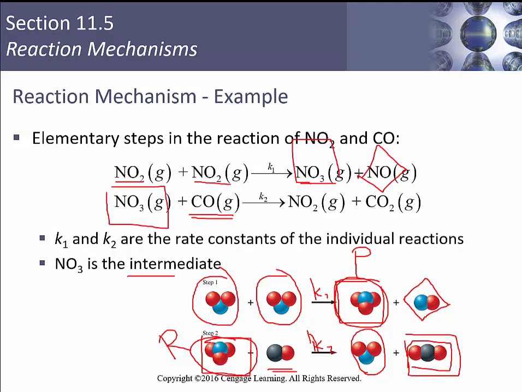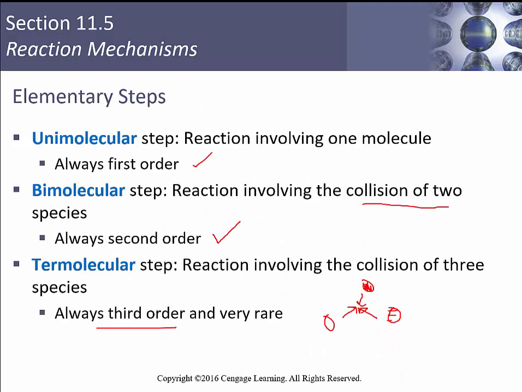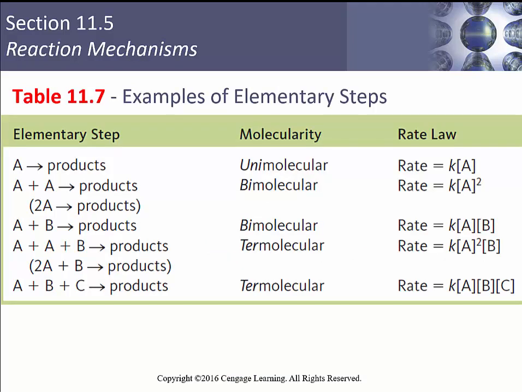So if we go back and look at this one, what's happening? This is step 1, step 2. It's bimolecular. This is two things coming together, also bimolecular. So here are some examples. If I've got A decomposing into a product, that's unimolecular. The rate is always going to be first order. If I've got A plus A, or 2A, giving me products, that's going to be bimolecular and the rate is going to be k[A]^2. It's going to be second order.